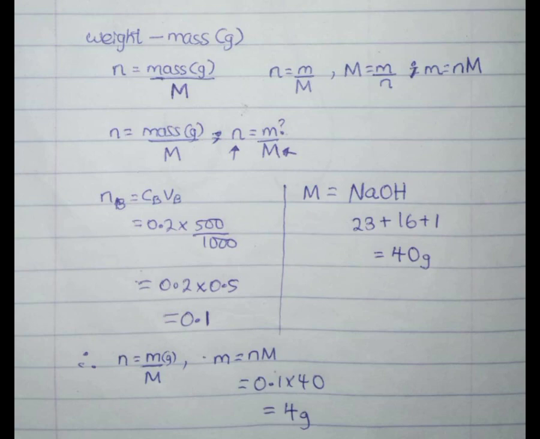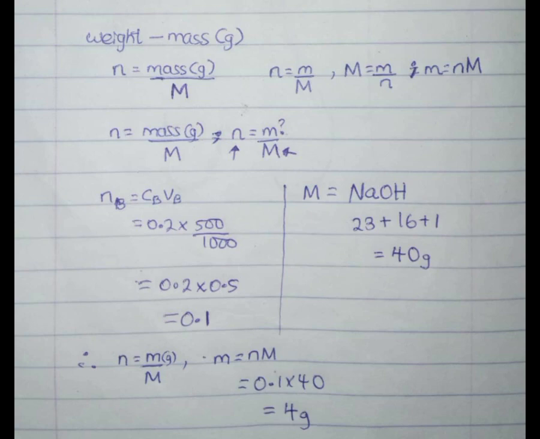But at the same time, if you look at those arrows, we need to find the n and we need to find the standard M. To find the n, we were given the concentration and the volume, but the volume has to be in dm³, so divided by 1000. So 0.2 times 500 over 1000. But this one is relating to a base. Sodium hydroxide is a base, so it's 0.1.